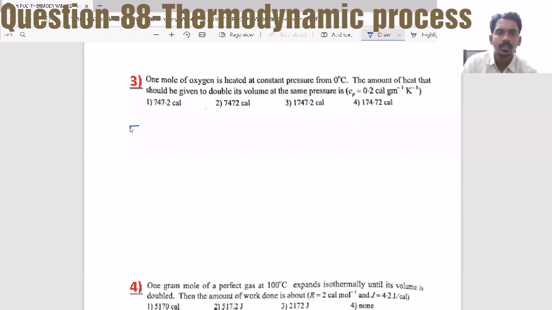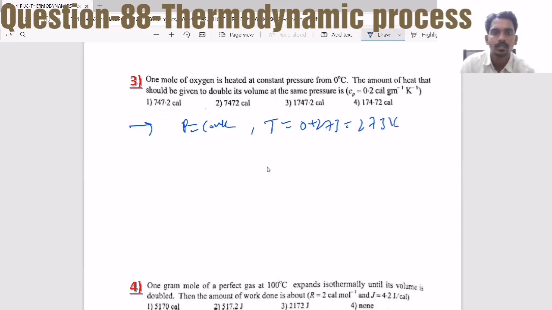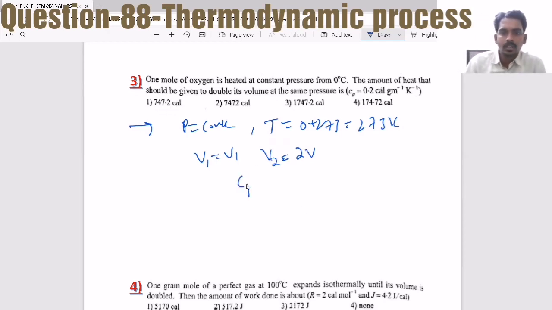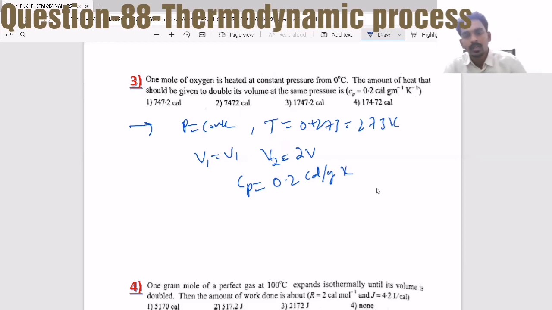Now, 1 mole of oxygen is heated at constant pressure. So pressure is constant, at a temperature of 0 degrees Celsius, which means 0 plus 273 Kelvin. What amount of heat should be given to double its volume? So V1 equals V, V2 equals 2V at the same pressure. So again, they are talking about an isobaric process.